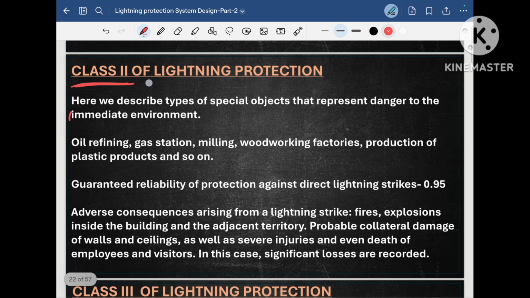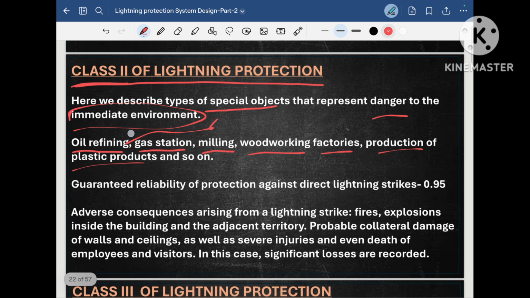Now let us move to class 2 lightning protection. Class 2 is used for those projects which are a danger to the immediate environment. For example, oil refinery, gas station, milling, woodworking factories, production of plastic, etc. Why? Because suppose lightning strikes an oil station, then what will happen? It will damage the oil station itself, and due to the huge fire, it will affect the immediate environment around this oil station. So such a project requires class 2 lightning protection.